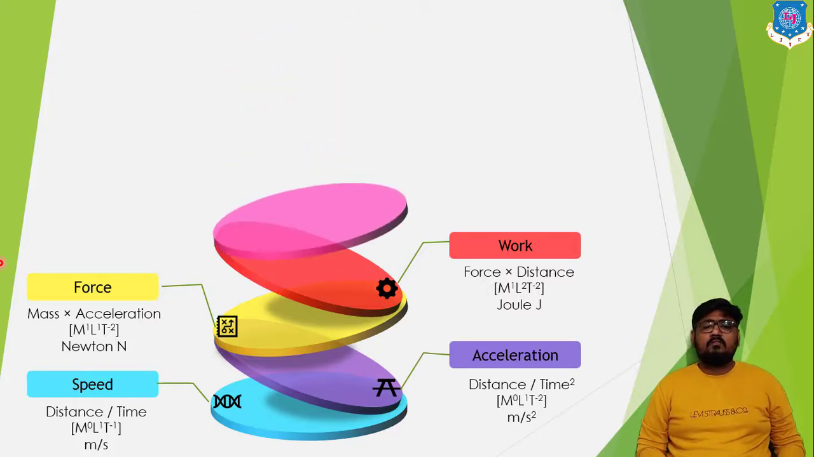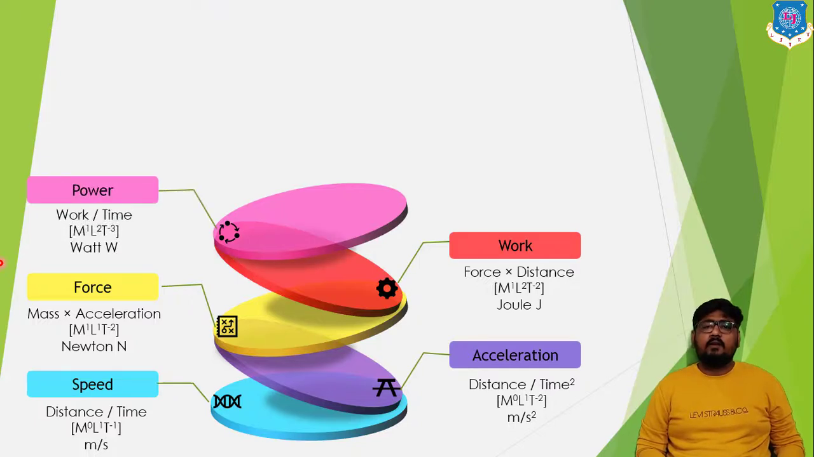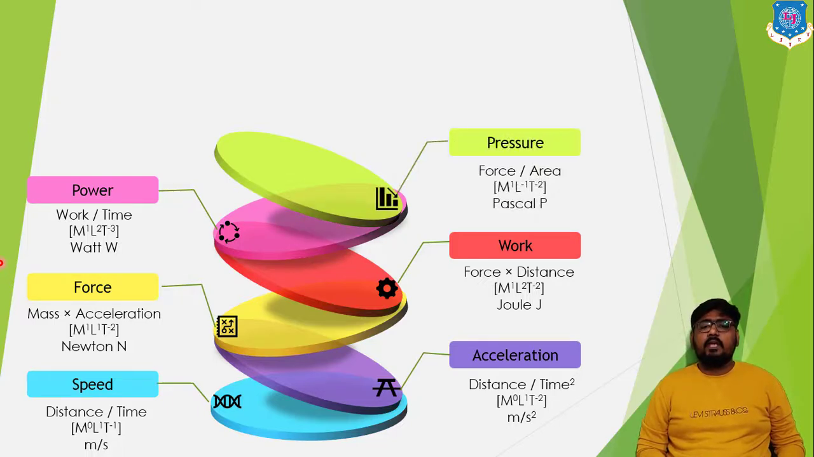Furthermore, the next quantity is power. Power is nothing but work divided by time. So M1 L2 T raised to minus 3, and the unit is watt, in the memory of James Watt, the founder of that. Next is pressure. Pressure is nothing but force per unit area. So M1 L raised to minus 1 T raised to minus 2, and the unit is Pascal.